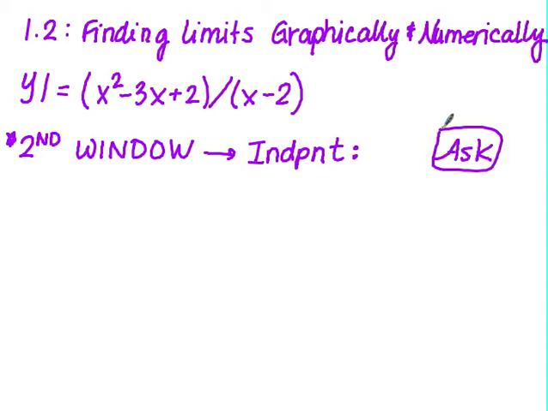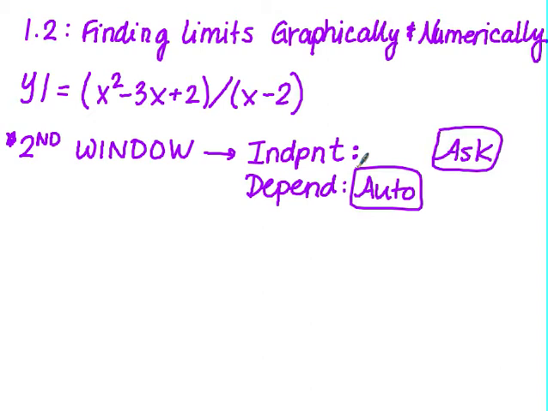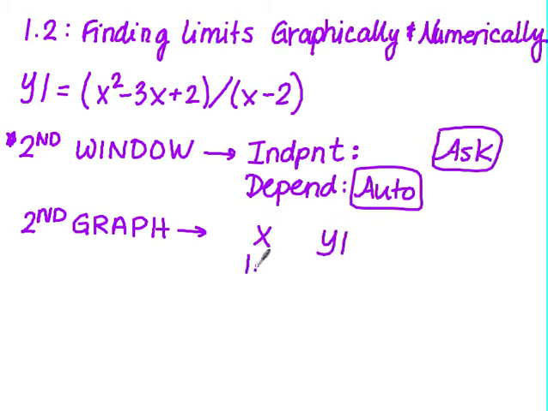Now, when you hit second window, that's actually table set. What I want you to do is change the bottom two things. Independent should be ask, and dependent you just leave alone because that's auto. So when all is said and done, ask should be highlighted and auto should be highlighted. Then go to second graph. You're going to notice there's a table. It's going to look real similar to an Excel spreadsheet. You're going to have X and Y1. So in X, I want you to type in these values.